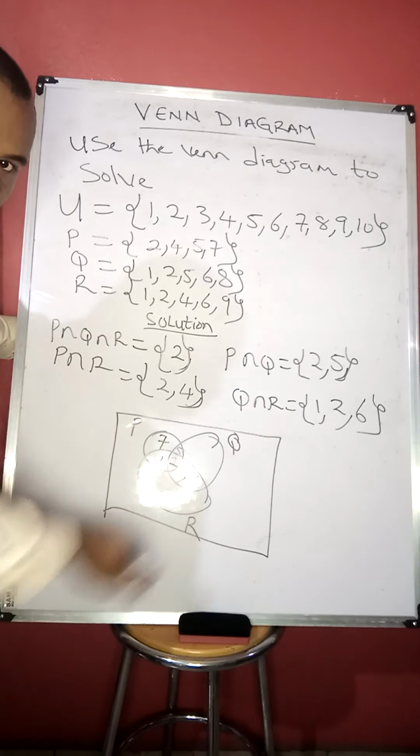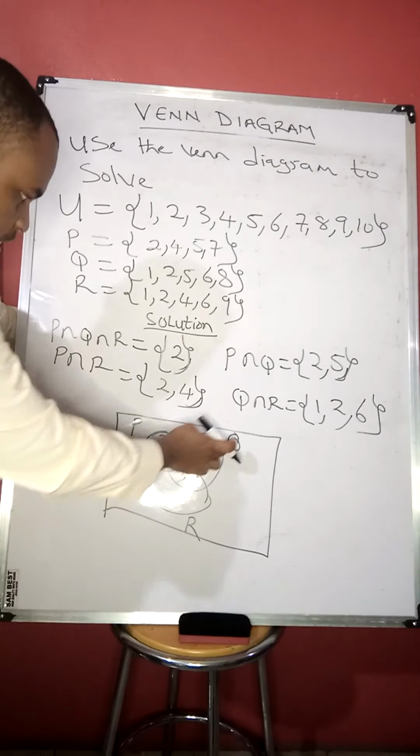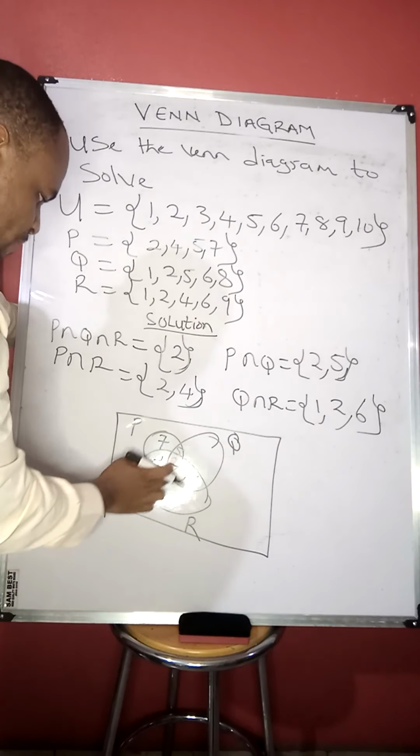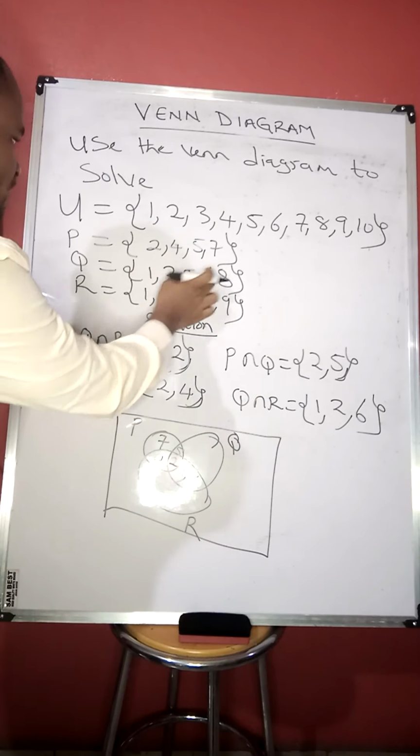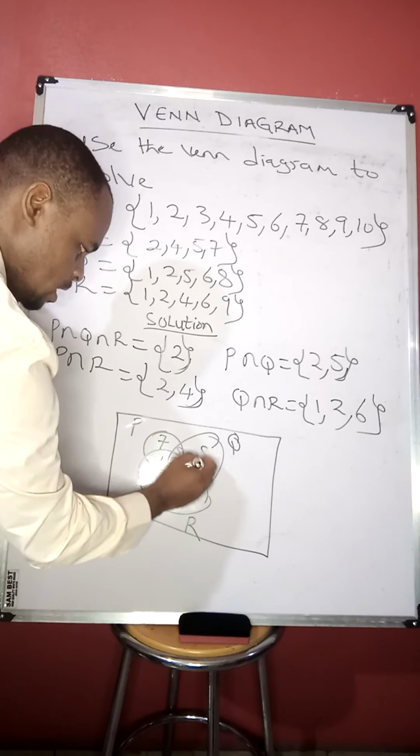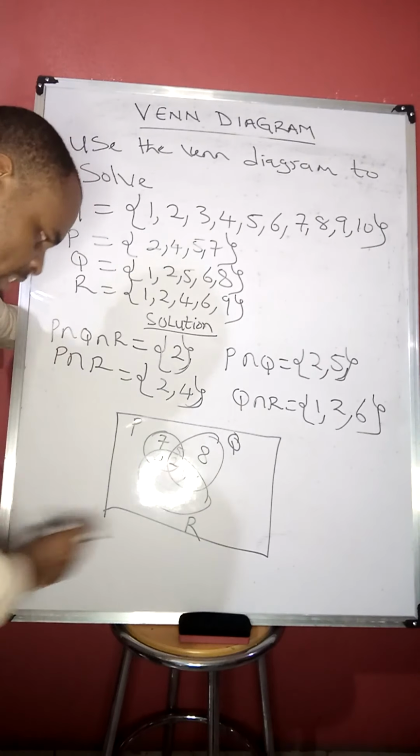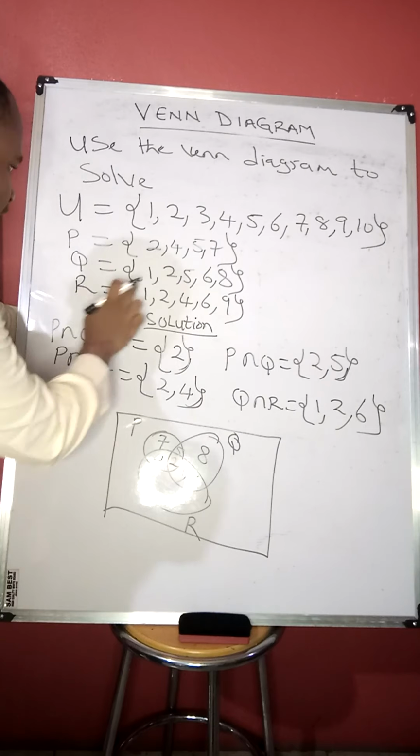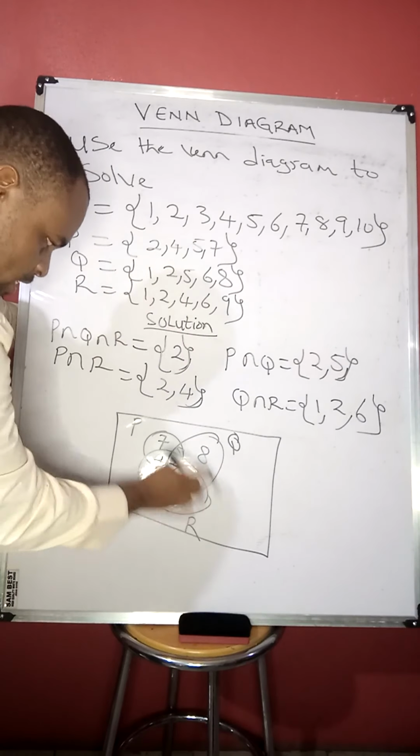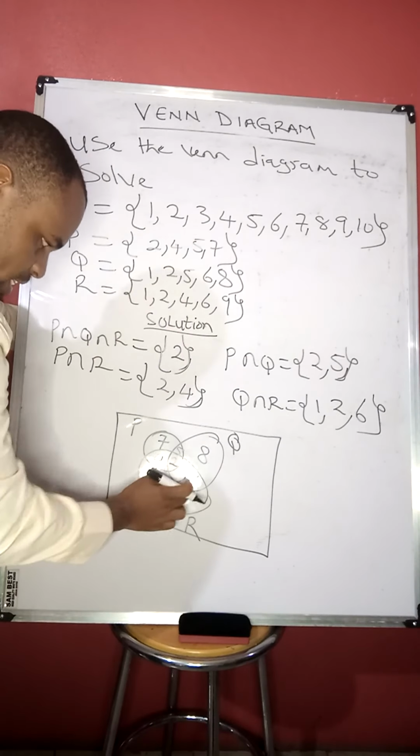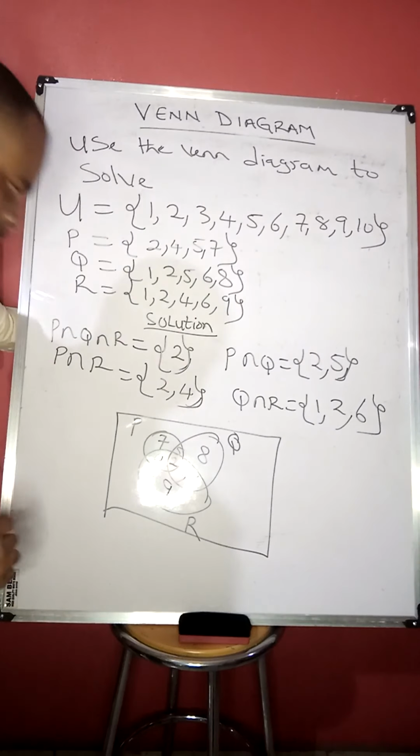Alright, the next one is what? I'll be filling Q. Let's come to Q. I have 1, 2, 5, 6. I still have 8 left. I'll be writing my 8 here. Then the next one is R. For my R, I have 1, 2, 4, 6, 9. This is my circle for R. 1, 2, 4, 6. I have 9. Now is that all?